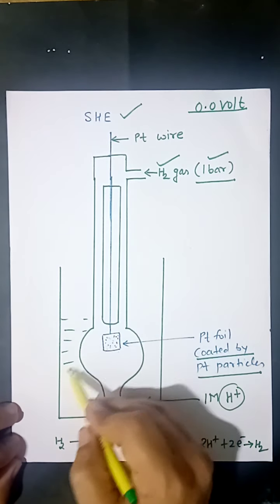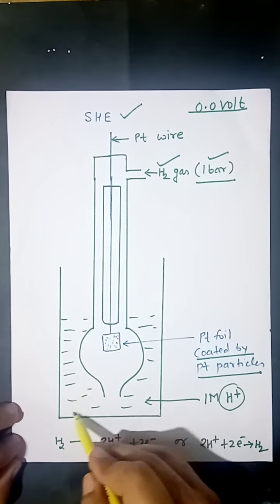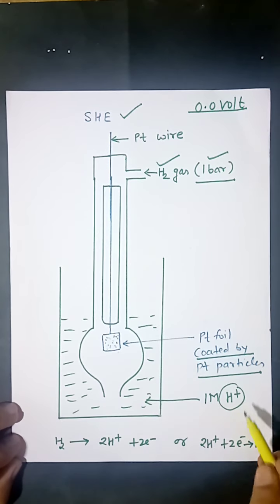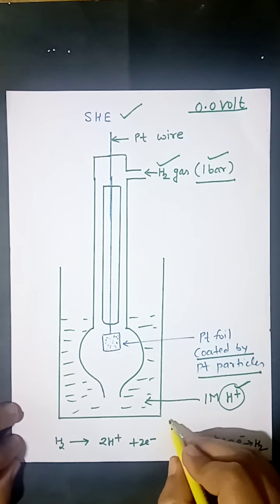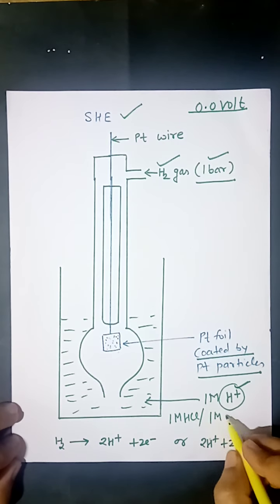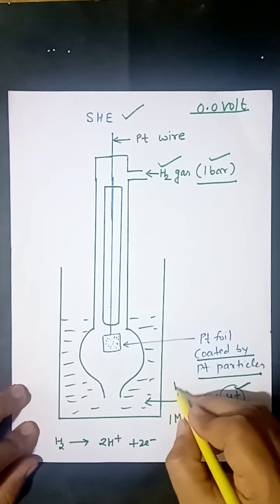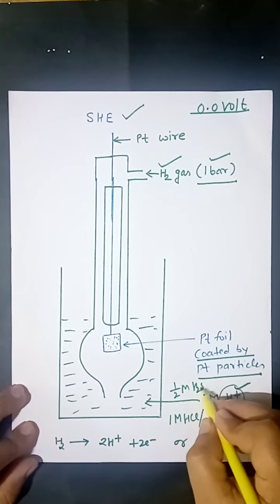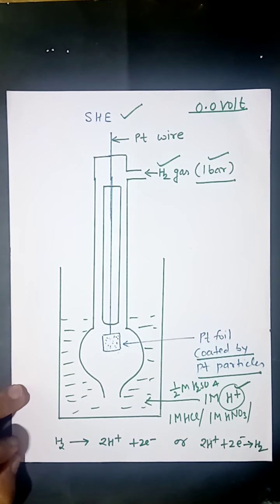This entire structure is suspended in an electrolyte having H plus ions. To maintain standard conditions, the concentration of H plus ion is 1 M. For 1 M H plus ion, you can take 1 M HCl, you can take 1 M HNO3, or you can take half M H2SO4. So any electrolyte can be used to maintain 1 M concentration of H plus ion.